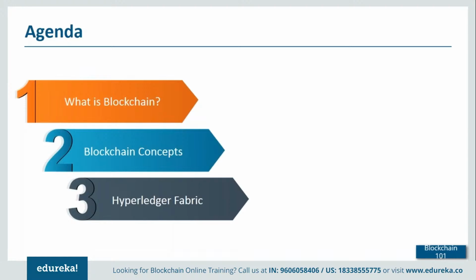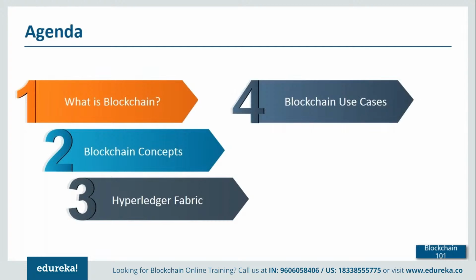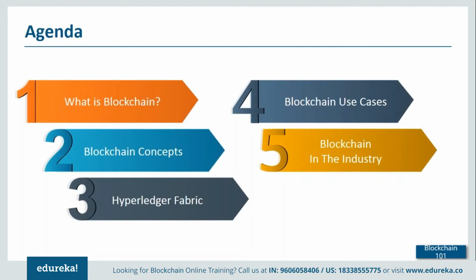After that, we'll talk about Hyperledger Fabric, which again is a derivative of blockchain but is one of the most popularly growing technologies as well. So there we'll see how Hyperledger Fabric has revolutionized the industry. Then we'll talk about blockchain use cases, how it's being used in different domains, as well as what blockchain has revolutionized in different industries and how it is changing the conventional system.